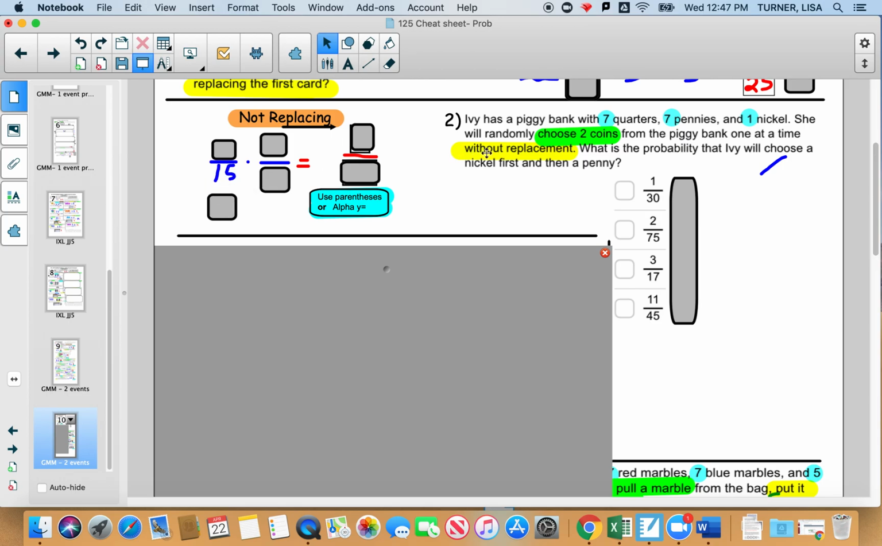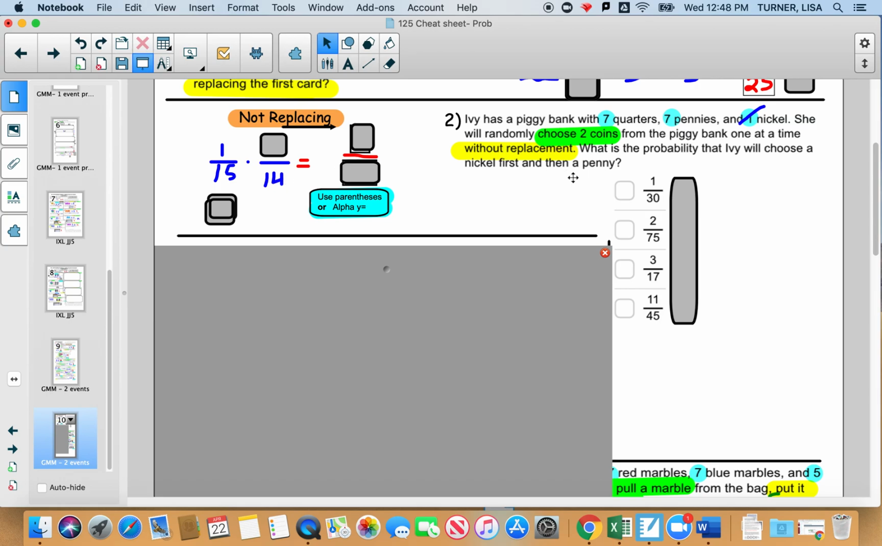But she does not replace. Without replacing, she's holding on to that coin. And so my other denominator is 14. Decide your denominators or your totals first. All right. And then I'm going to read on what is the probability that Ivy will choose a nickel first. So I look back at the problem. There's only one nickel. And so that's my first fraction. And she chooses it, so it's gone. And that's kind of a good visual that I have 14 left, which I have here.